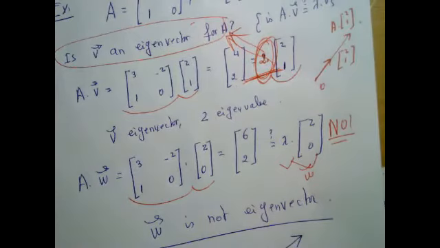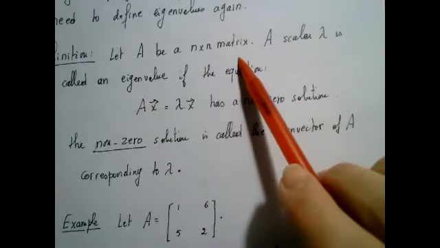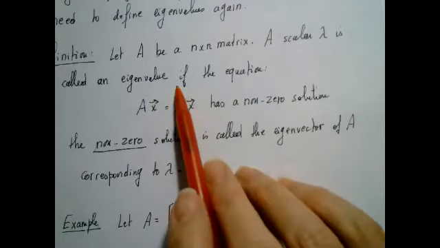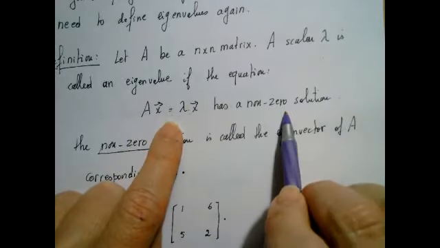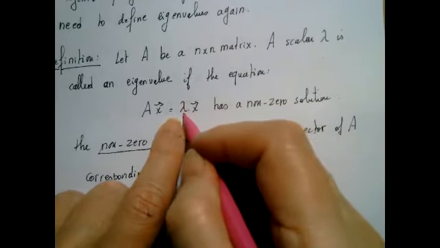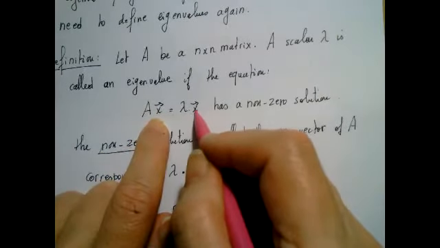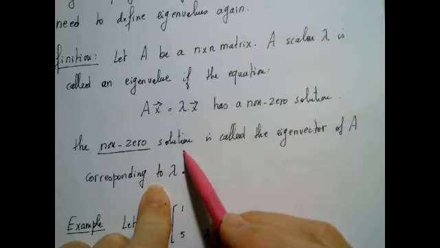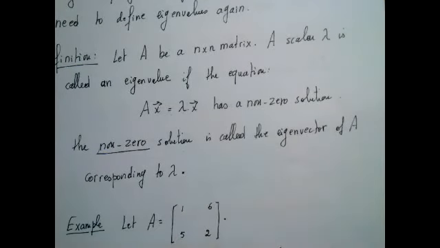And here is our definition. So I read it, and then I will work with it. So definition. If you guys are writing, I will keep it for a little bit. Let A be an n by n matrix. A scalar lambda is called an eigenvalue if the equation Ax equals lambda x has a non-zero solution. So let's read it very carefully. A scalar lambda is an eigenvalue if I can find a non-zero vector x such that Ax equals lambda x. This non-zero solution will be called the eigenvector of A that corresponds to lambda.